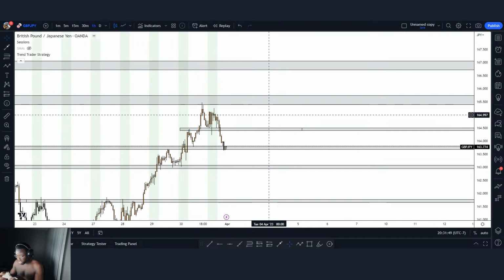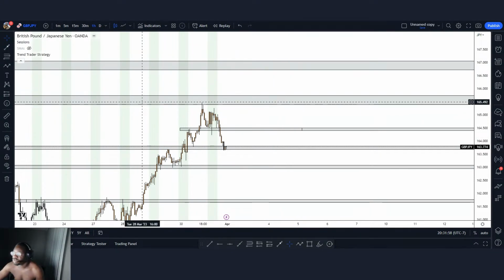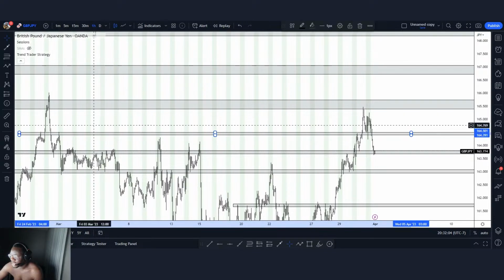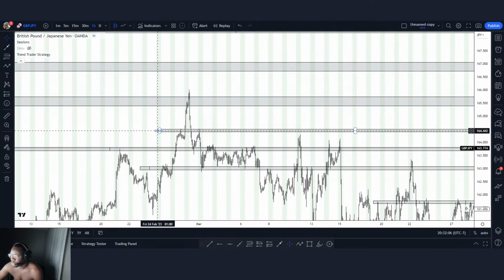So that's pretty much what I'm seeing for the week. That's pretty much my backtesting so far. So yeah, this level you can even see got tested all the way back here. So this is a very key level.